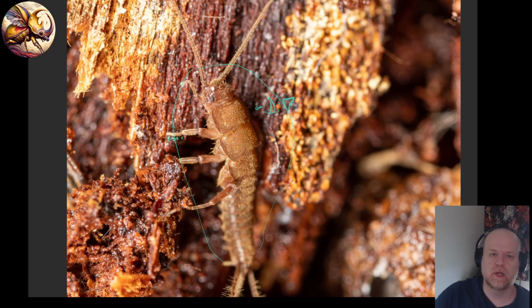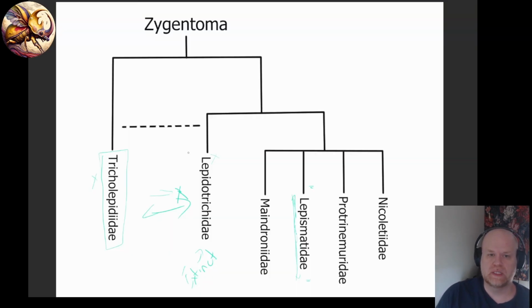If you're in North America, this species exists in North America, this genus Tricholipidian, and the only species known in the world is Tricholipidian gertzi. I don't know if I'm saying that right. But it is from Northern California, so that's kind of cool if you're in the U.S. So that is that one species, and then all of the other families are kind of separated.